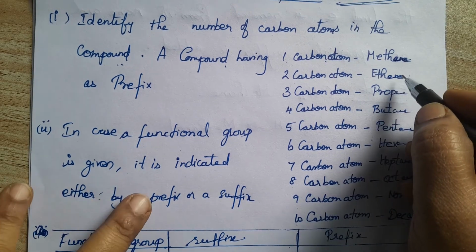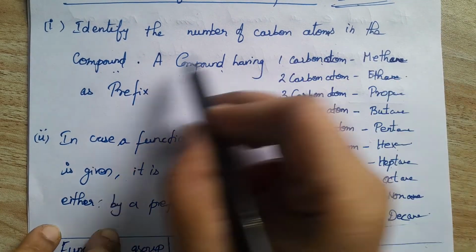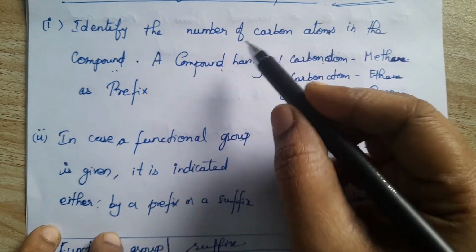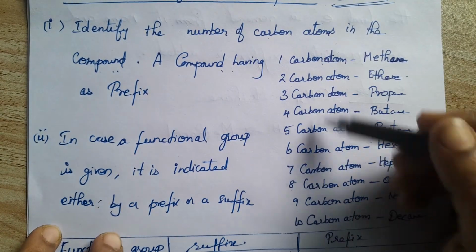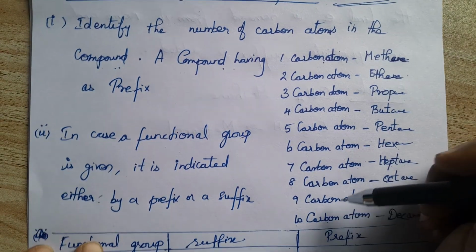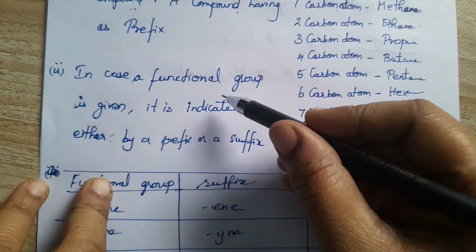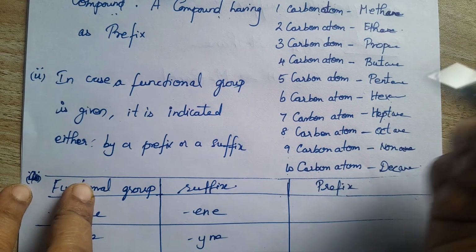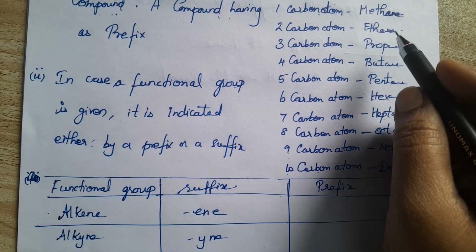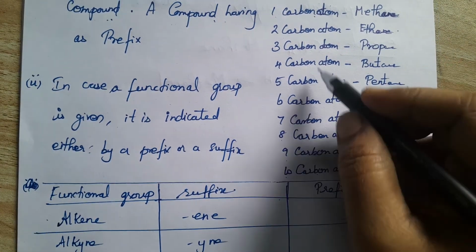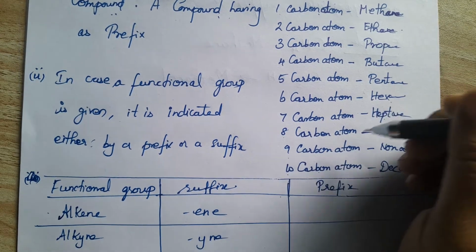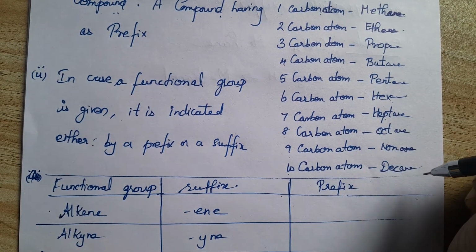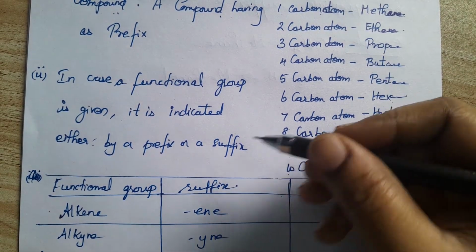Okay, so first we have to identify the carbon atoms, and we have to give the prefix like this. Standard prefixes are there. In case a functional group is given, it is indicated either by prefix or suffix. If the functional group is present, we can connect it with these carbon atoms either as a suffix, at the end, or as a prefix.